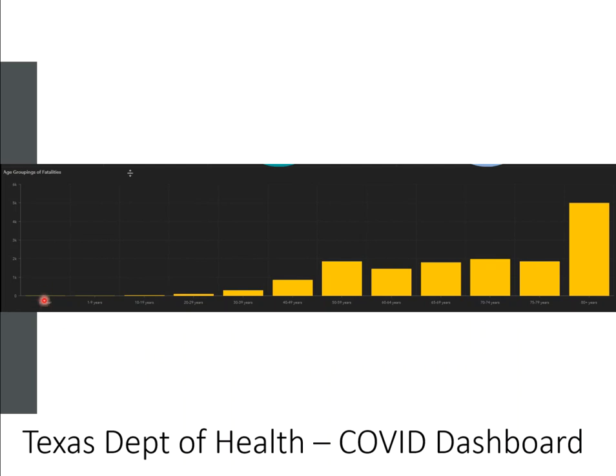This first bar over here represents those who are under 1 year of age. Then the second bar would be 1 to 9. The third bar would be those people that are 10 to 19 years old. Then we have 20 to 29-year-olds, 30 to 39, 40 to 49, 50 to 59, 60 to 64, 65 to 69, 70 to 74, 75 to 79, and 80 and above.